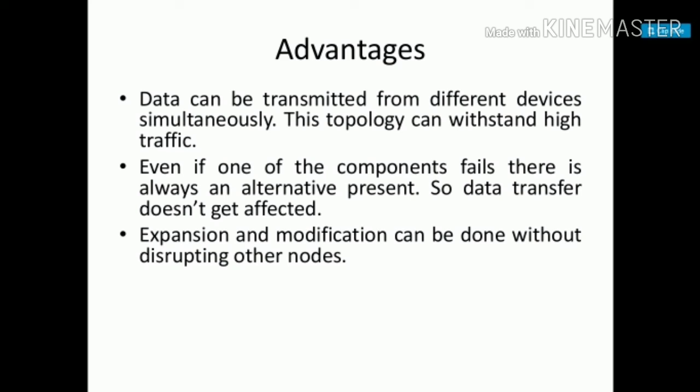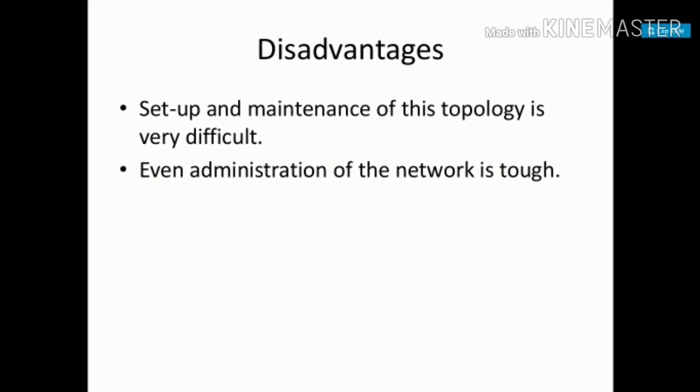Data can be transmitted from different devices simultaneously, and this topology can withstand high traffic. The second very important and efficient advantage is, even if one of the components fails, there is always an alternative present, so data transfer doesn't get affected. And the third one is, expansion and modification can be done without disrupting other nodes. Disadvantages of mesh topology are that the setup and maintenance of this topology is very difficult. Even administration of the network is tough.